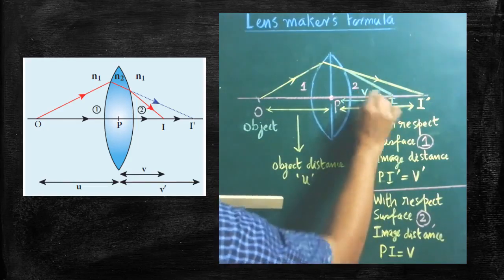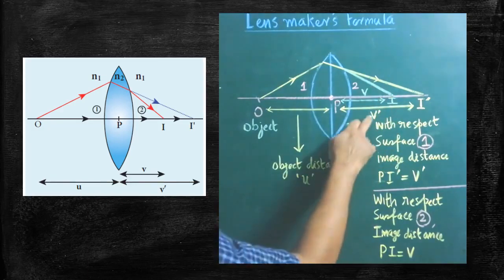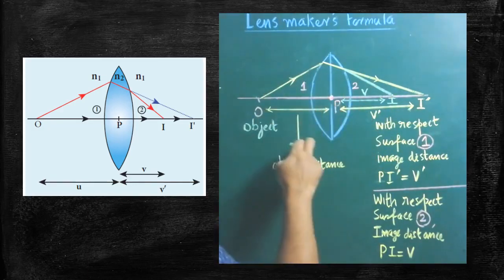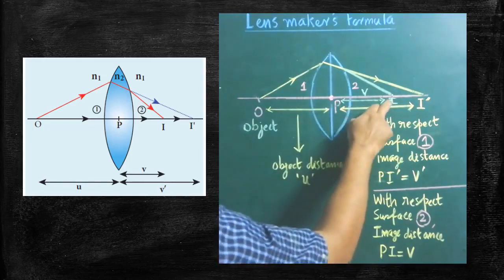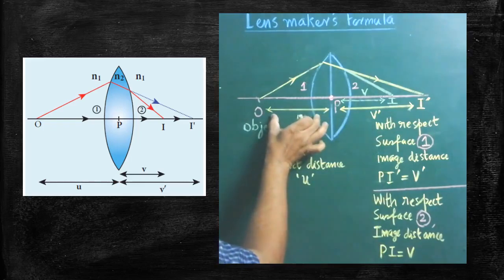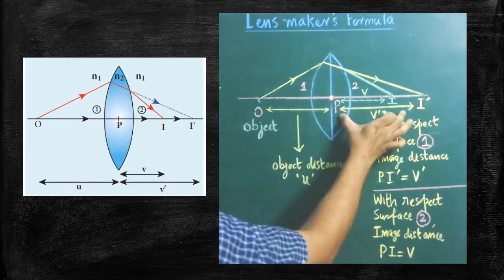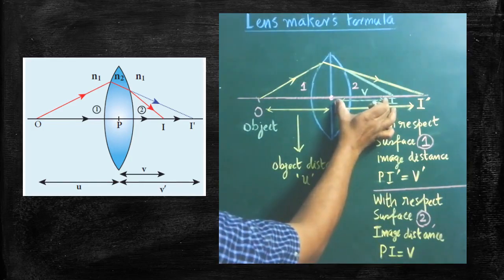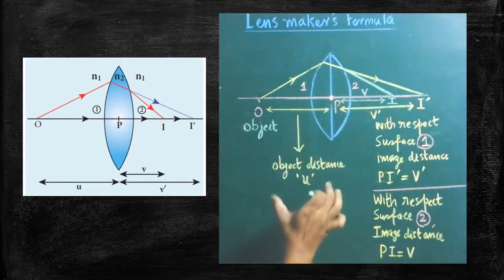Know the difference between V dash and V. V dash is the image distance with respect to surface 1. V is the image distance with respect to surface 2. Note the difference. This is a very important one. I have written everything here clearly. This is the object distance. This is the image distance with respect to curved surface 1. This is the image distance with respect to surface 2. These are all the assumptions which are very much required for further derivation.